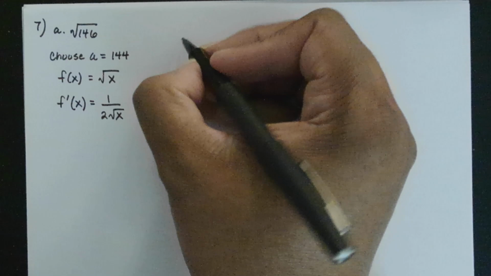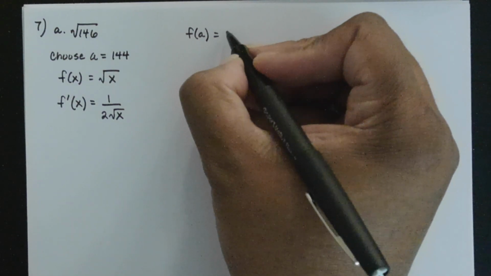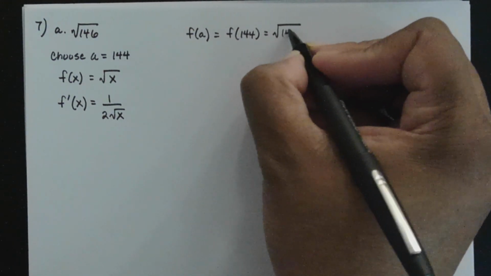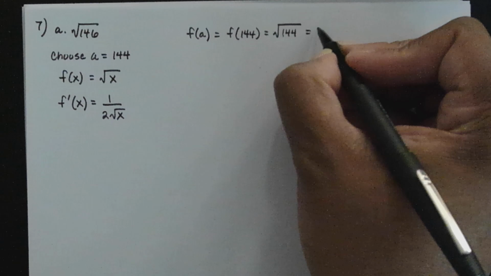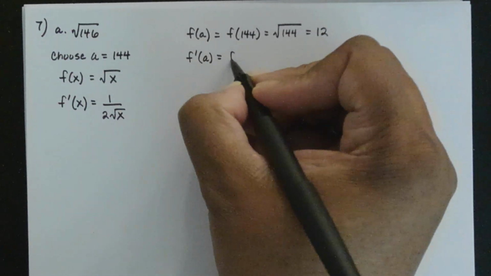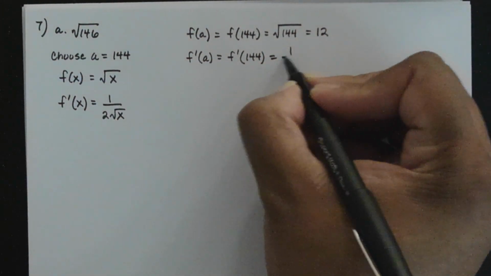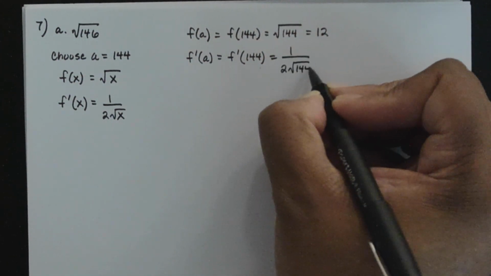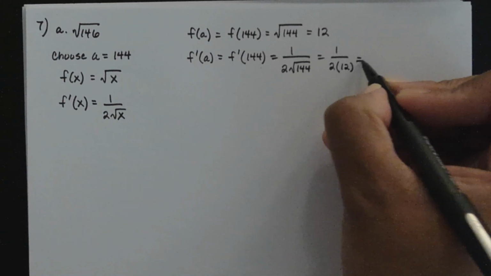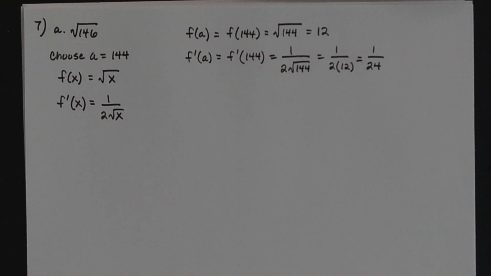Okay. So, if I'm letting a be 144, then f of a, which will be f of 144, is equal to the square root of 144. And of course, that's going to be 12. And then f prime of a, that's f prime of 144. And f prime of x is 1 over 2 square root of x. So it'll be 1 over 2 square root of 144, which will be 1 over 2 times 12, and 2 times 12 would give us 24. So f prime at 144 would be 1 over 24.